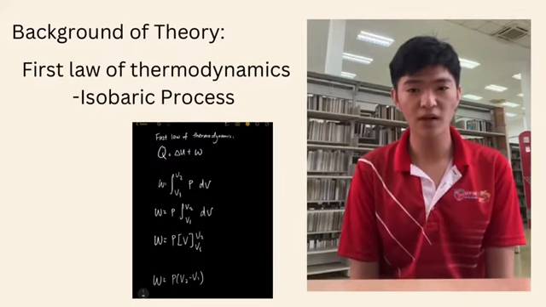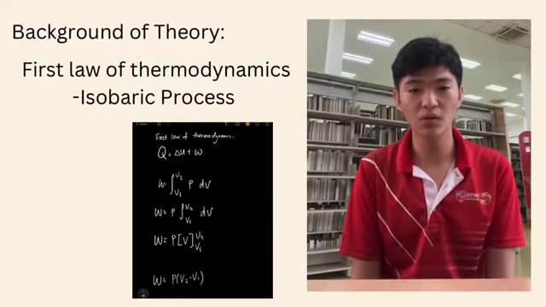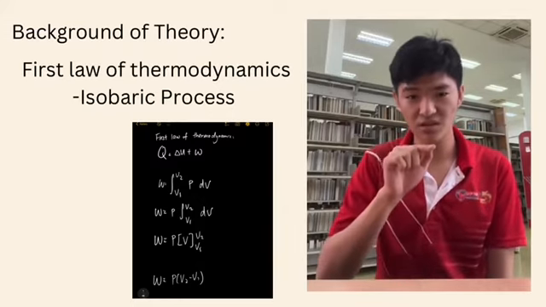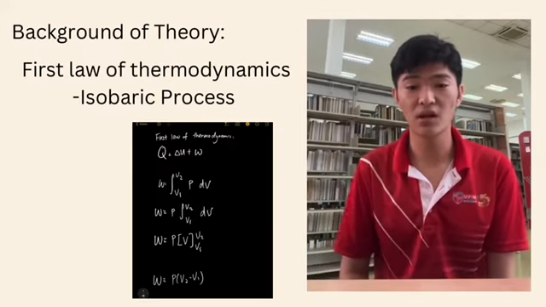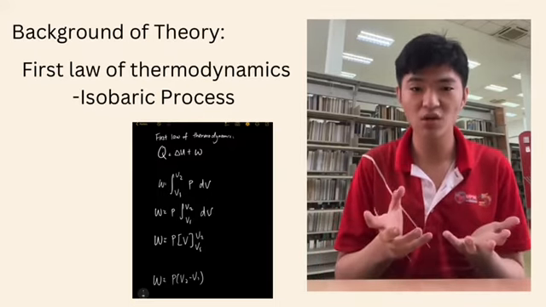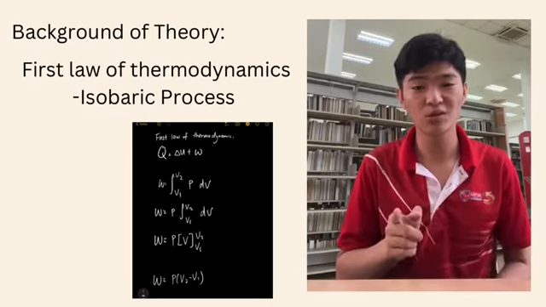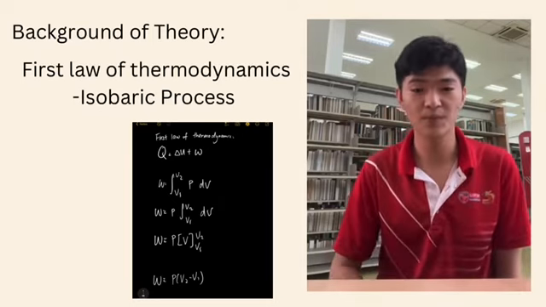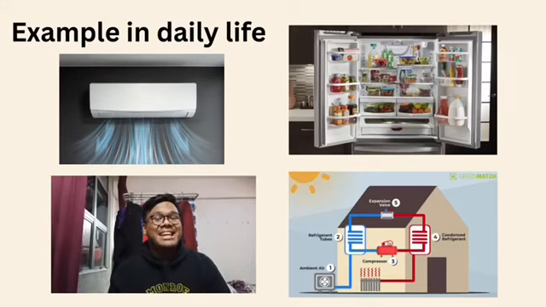The formula for the isobaric process is W equals the integral of P dV, which we can expand to P times (V2 minus V1). Now I will talk about examples in daily life.